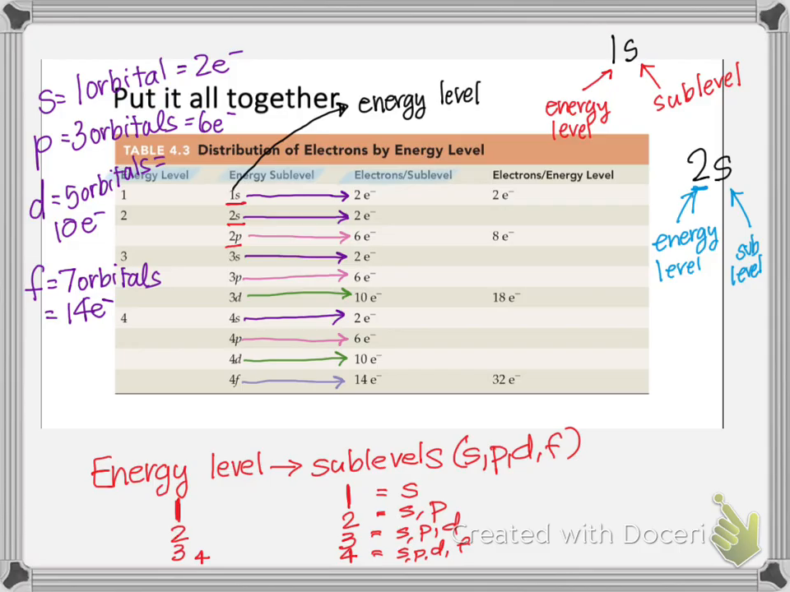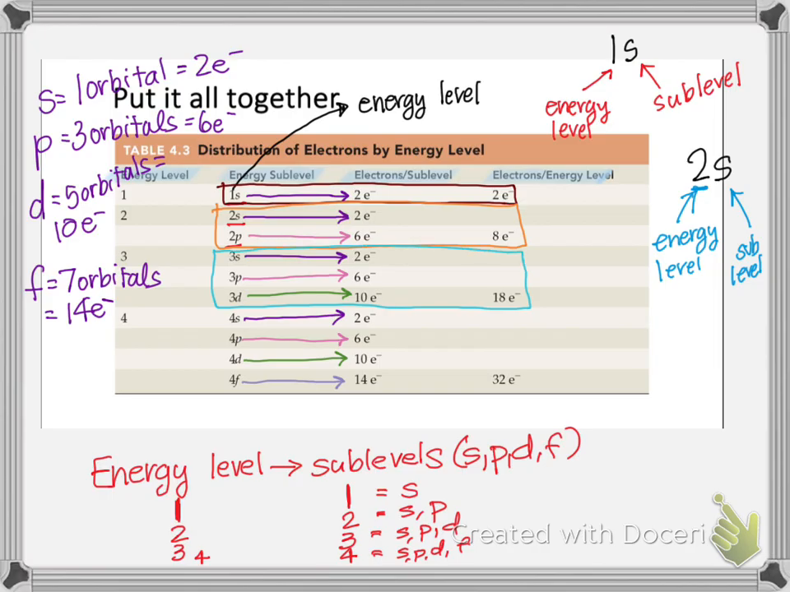So then looking at that, we can see how many electrons are in each energy level. For example, the first level only has 2 electrons total. The second level has 8 electrons, 2 plus 6. The third level can fit 18 electrons. And then the fourth level can fit 32 total electrons.